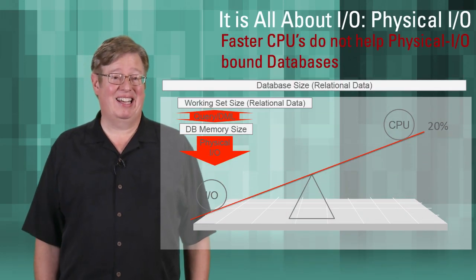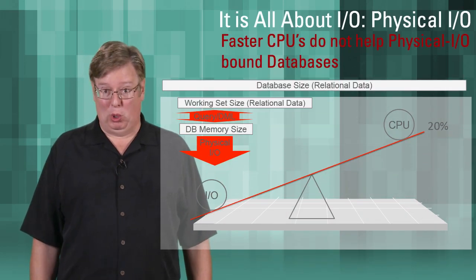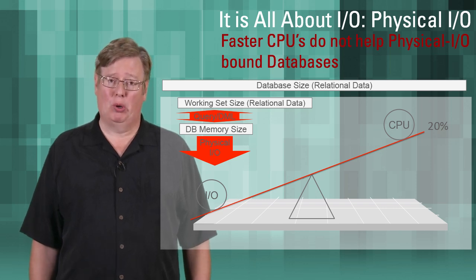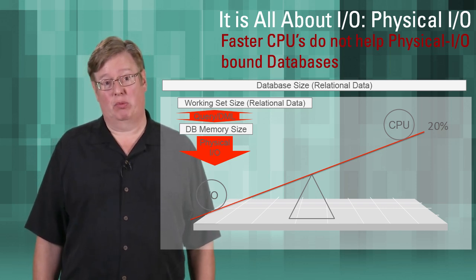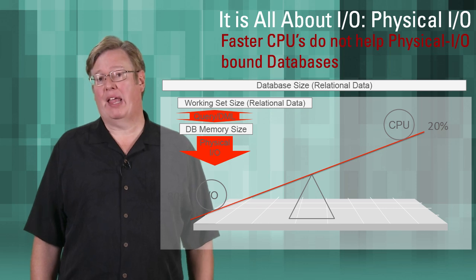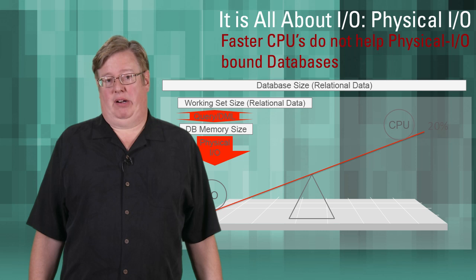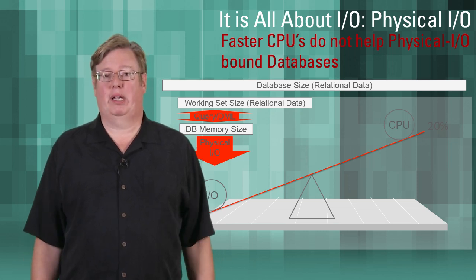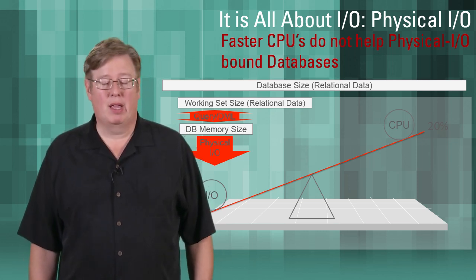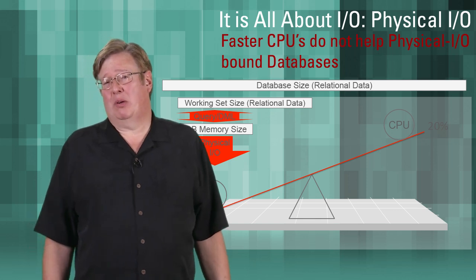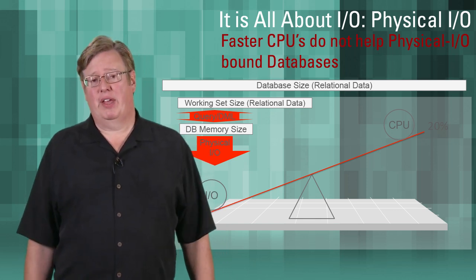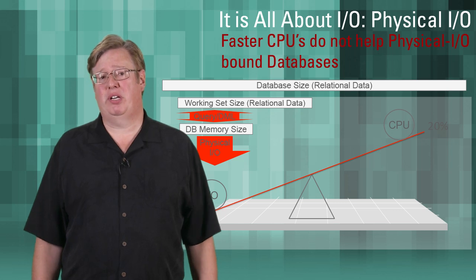On the other side is what I end up seeing in the real world a lot, not in the benchmarks, but in the real world, and it's physical I/O, and we're going to talk a fair bit about that and how we mitigate that. So I have the same database here, right? Maybe I have a 4 terabyte database, 4 terabytes of relational data, and now maybe my working set size is bigger. Maybe it's closer to half the database size. Maybe it's closer to 2 terabytes.